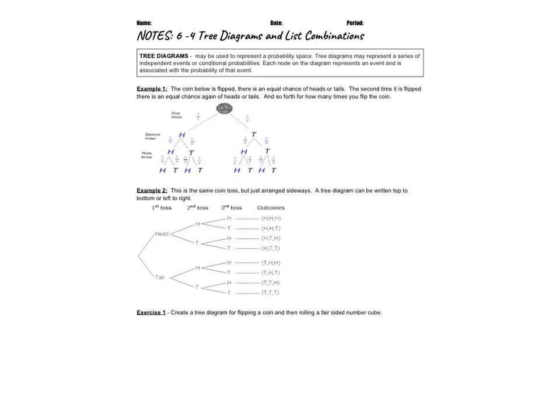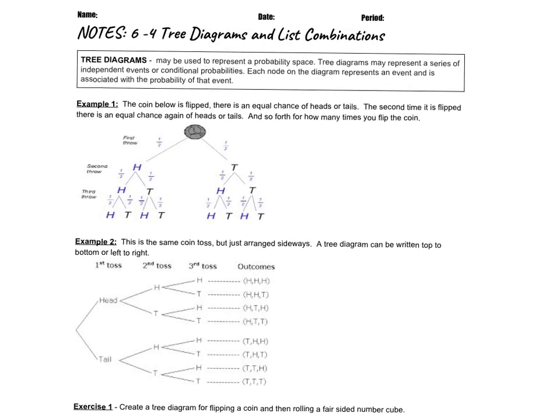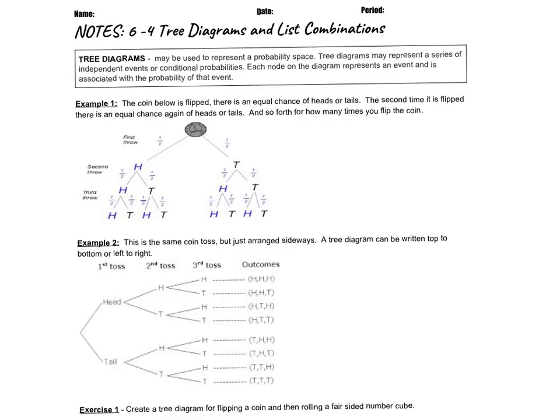So, 6-4: tree diagram and list combinations. We could have started with this, but we're doing it at the end because I feel like it's pretty simple. But we're going to go over it just because I think it's important. Tree diagrams may be used to represent a probability space.